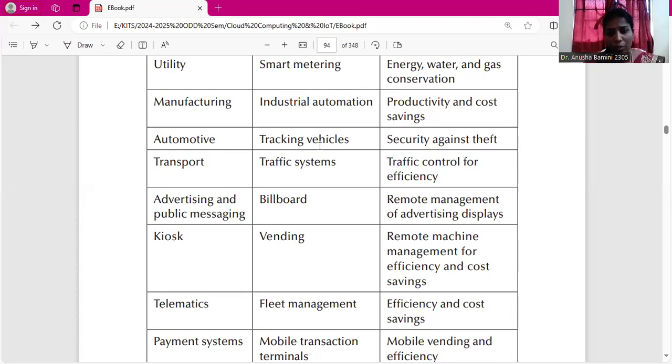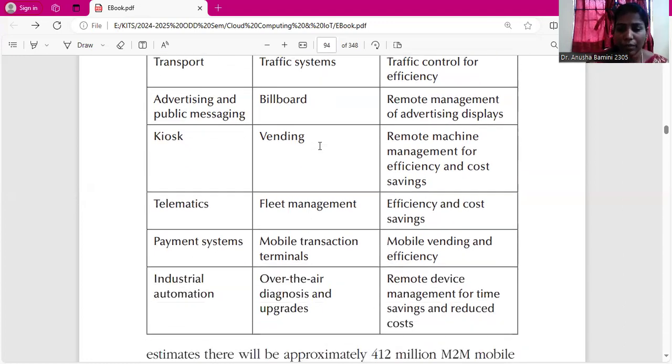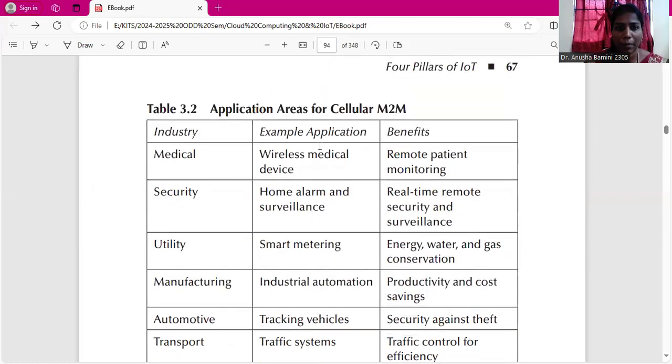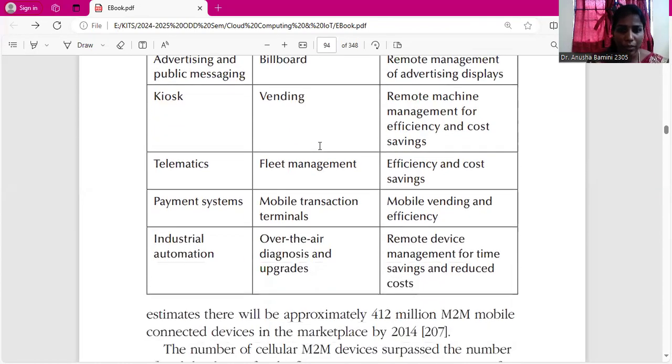IoT is mainly supported in fleet management under the industrial support of telematics. Telematics, I already explained to you, is a combination of telecommunication and tele devices. Then in payment systems and industrial automation, everywhere we can use M2M applications. So these are some of the M2M industry applications, examples, and their benefits. So M2M is the first pillar of IoT.